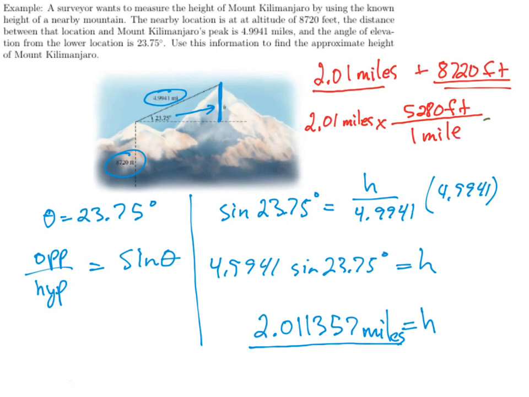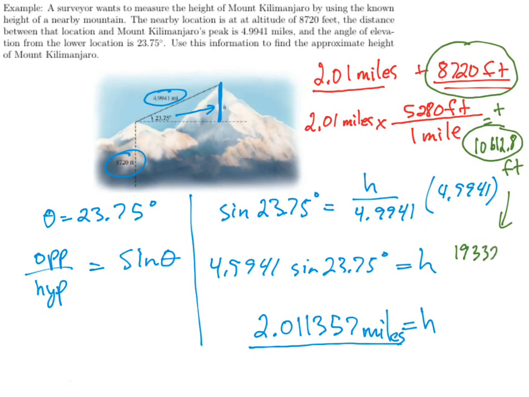We end up with 10,612.8 feet. So what we need to do is add the 8,720 plus the 10,612, and running out of room, but if we add those together, we end up with about 19,332.8 feet. And that's the height of Mount Kilimanjaro.